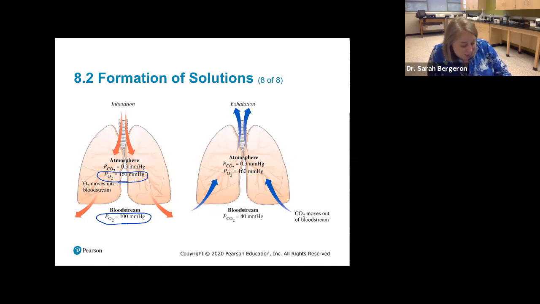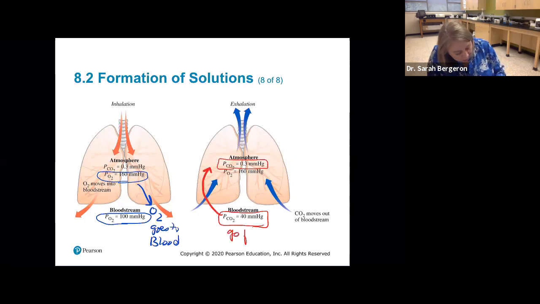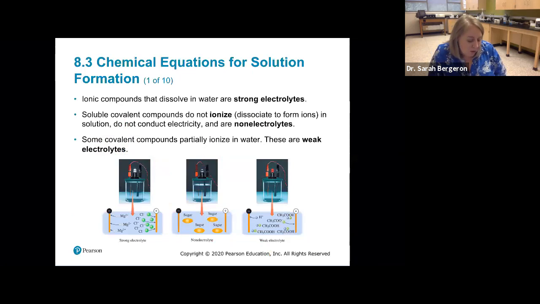So what's going to happen is your oxygen, O2, goes to the blood. If you look in the bloodstream, you're going to see your CO2 is 40 millimeters of mercury, whereas in the air that you just breathed in, it's only 0.3. So what's going to happen? Well, my CO2 is going to go from the blood to the air in the lungs, to exhale. And then you get rid of it. And that's how we clear CO2 from our bodies.